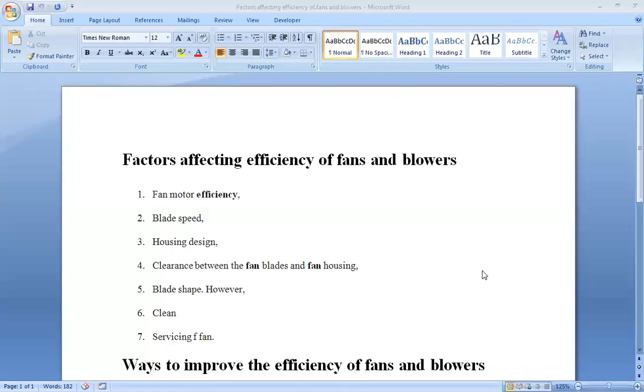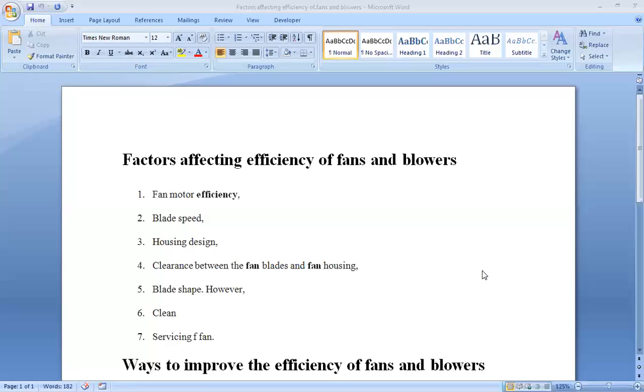The first point which affects the efficiency of the fans and blowers is the motor. What kind of motor have you used for the fan? If your motor is not energy efficient, then definitely your fan efficiency will reduce. So our aim is to use a motor which is energy efficient. The second point is the blade speed. We have to use the optimum speed of the blade, which is rated in the manufacturer's specification plate. So the blade speed is also an important point.